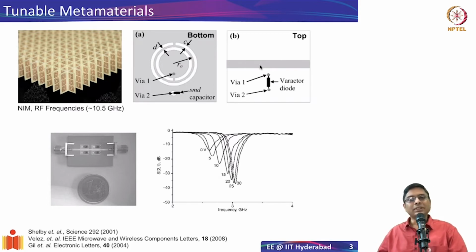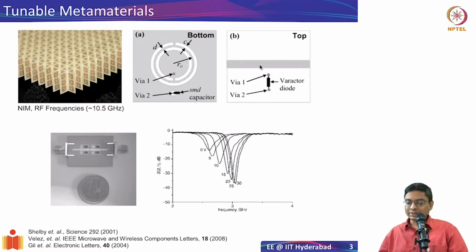Okay, so in the context of the negative index material shown here, this was the split ring resonator, right? And we saw that the resonance is because there is an L and a C in this structure, the inductance and the capacitance. And if you want to change the resonant frequency, you will have to change one of them. One of the easiest things to change is the capacitance.